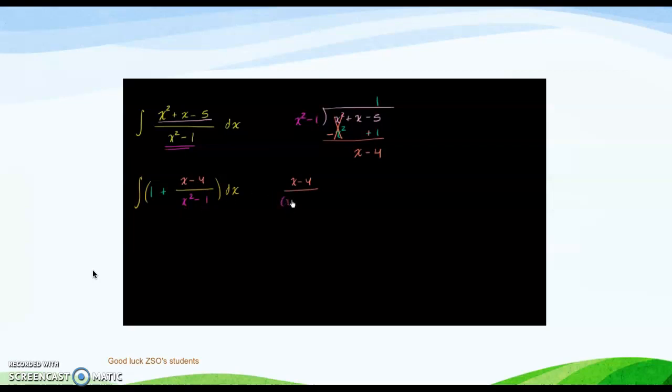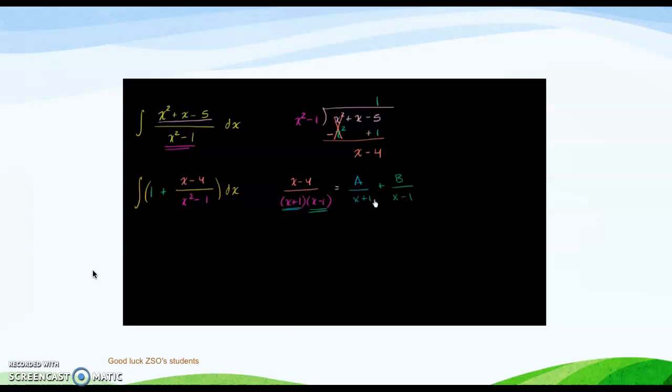Let's write that. This is x plus 1 times x minus 1. When we think about partial fraction expansion, we say, okay, well, can we write this as the sum of something, let's call that A, over x plus 1, plus something else, let's call that B, over x minus 1? Can we do that?